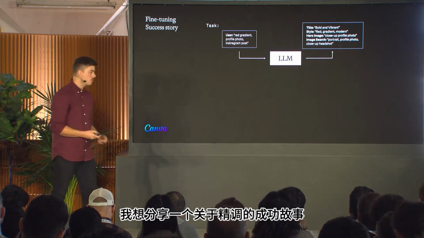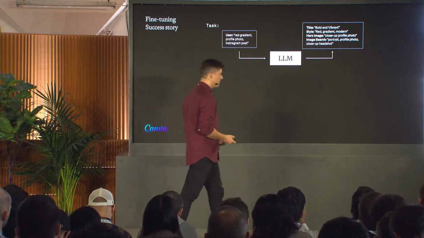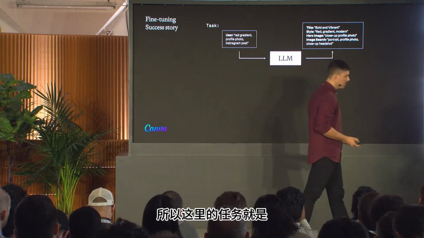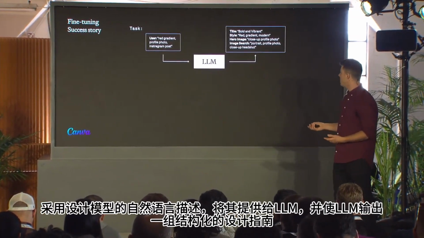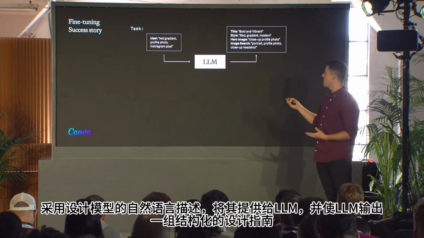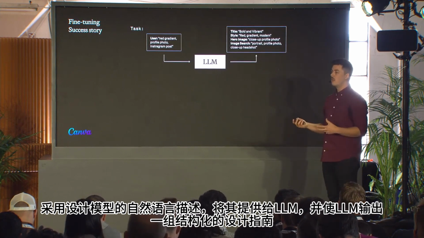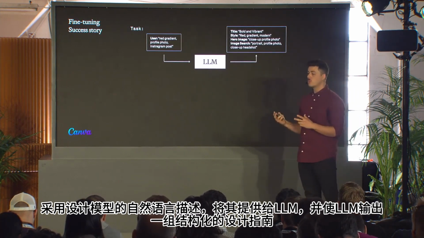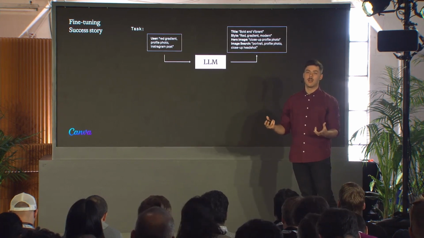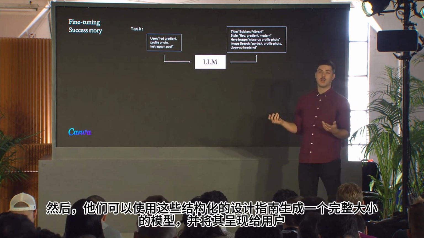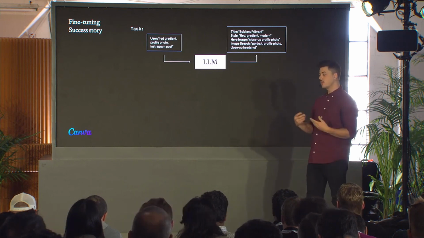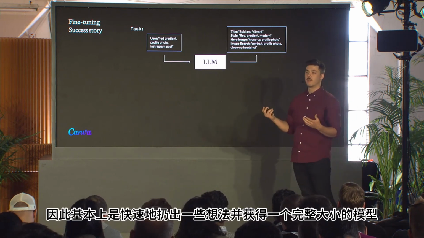So I want to essentially look at a success story of fine-tuning, and this one comes from our friends at Canva. The task here was essentially to take a natural language description of a design mock that the user wanted, give it to an LLM, and have the LLM output a structured set of design guidelines. They could then use those structured design guidelines to generate a full-size mock and present that to the user, right? So it's essentially a quick way to throw out some ideas and get a full-size mock.